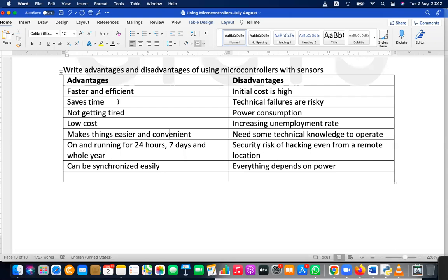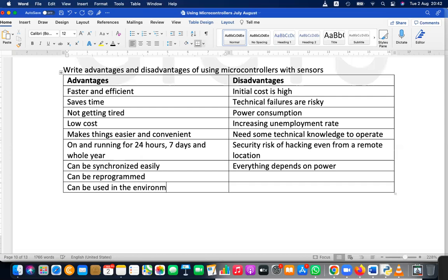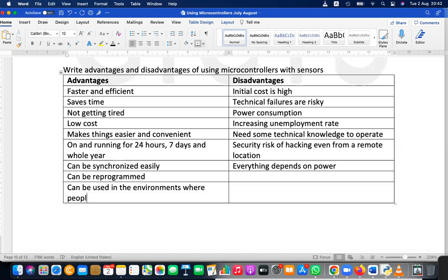Advantages: fast and efficient, it saves time. It doesn't get tired. Low cost. Easier and convenient, running 24 hours, 7 days, all year. Can be synchronized easily. And as you said, it can be reprogrammed. That is also an advantage. It can be used in environments where people cannot reach.